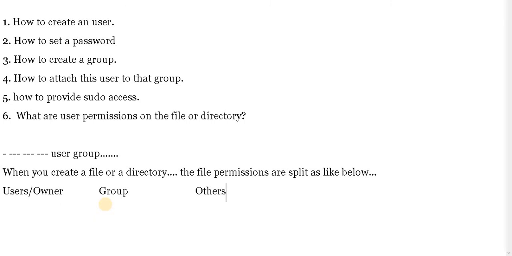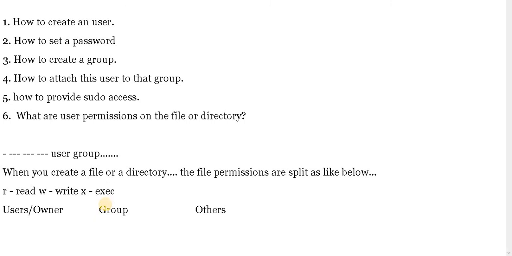The permissions will be R readable, W write access, X executable. So if the user has read, it means he can read the file. If the user has W access, he can read and he can write into the file. X means he can execute the contents of the file.